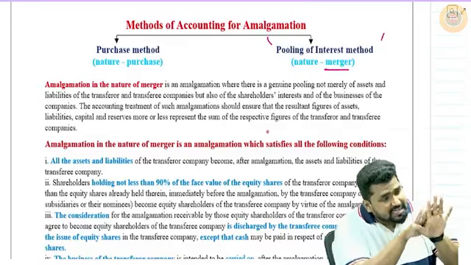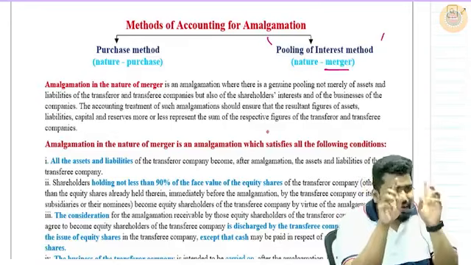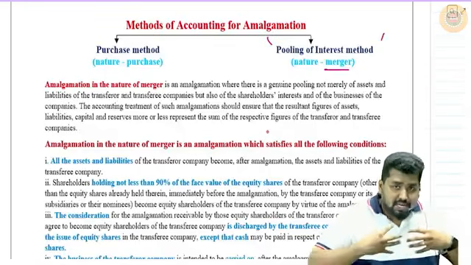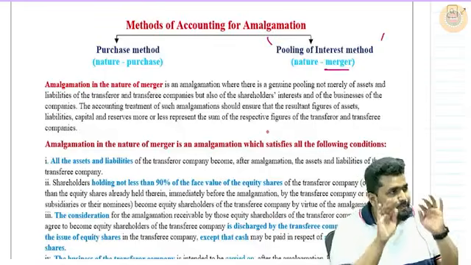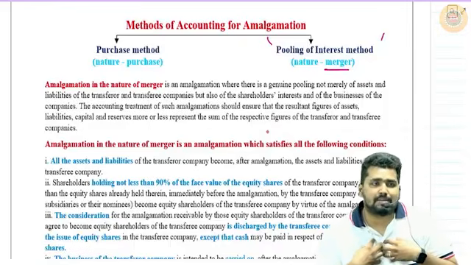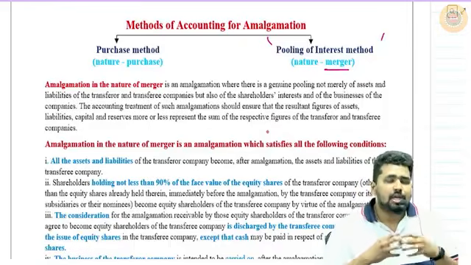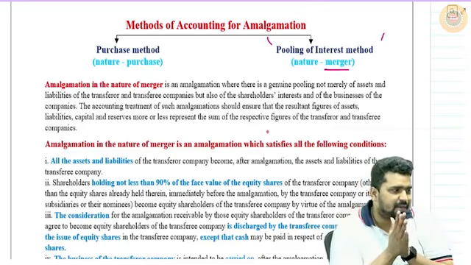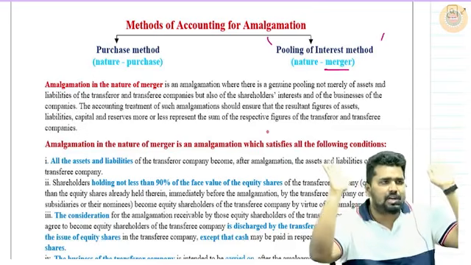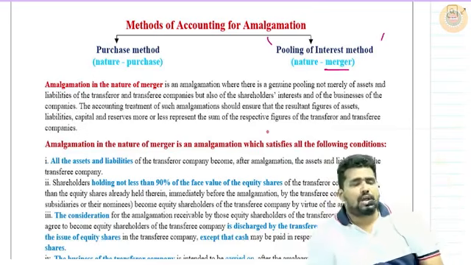First it should be an amalgamation, absorption or external reconstruction. Only then should you ask me which method we have to apply. For applying the method, you are asking whether it is an amalgamation in the nature of merger or purchase. So if all the 5 conditions are satisfied, then it is an amalgamation in the nature of merger. Apply what method? Pooling of interest method.